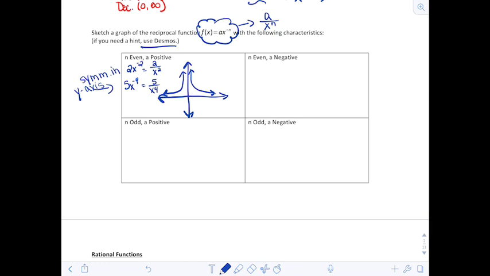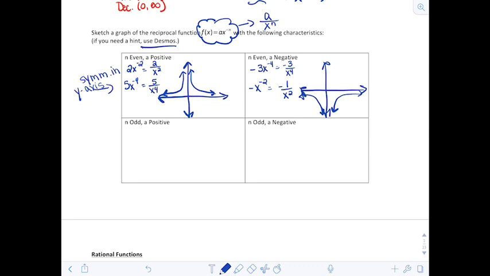If n is even and a is negative, maybe I have a negative 3 x to the negative fourth, or maybe a negative x to the negative 2. Again, that would be negative 3 over x to the fourth and a negative 1 over x squared. So those graphs would look more like this. Making the whole function negative is going to reflect that in the x-axis. So it would flip that graph upside down.